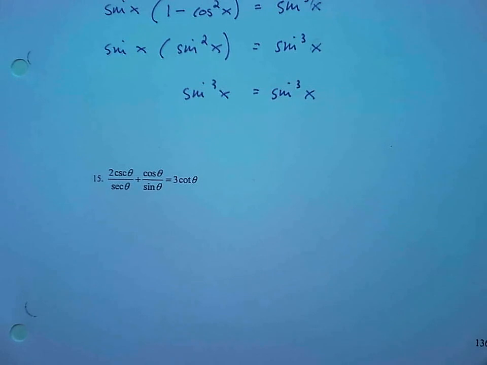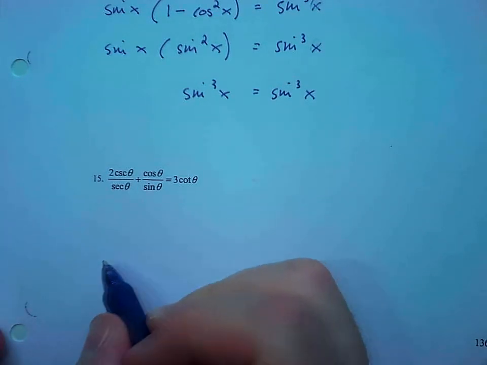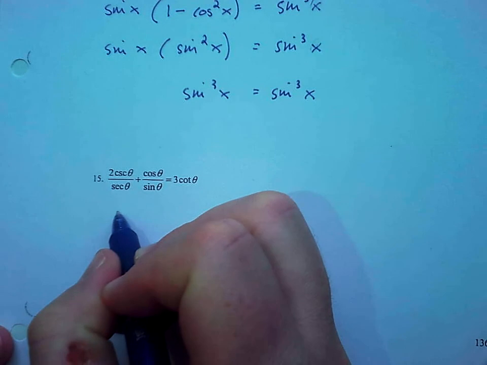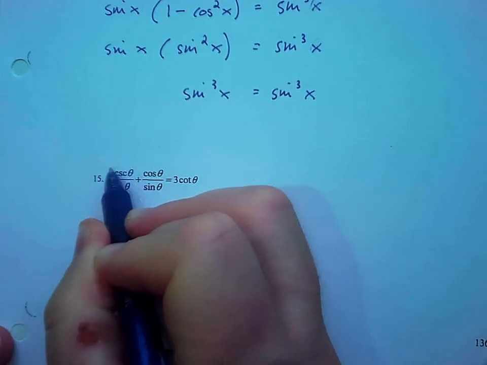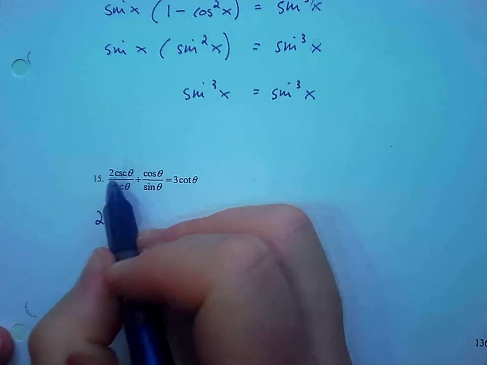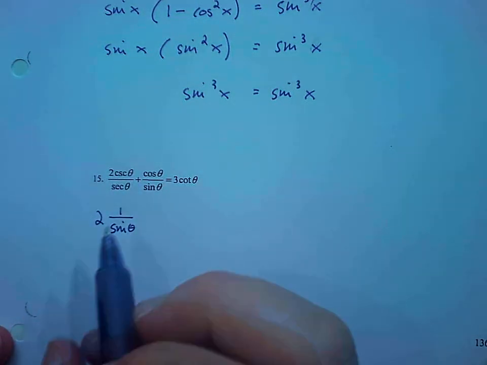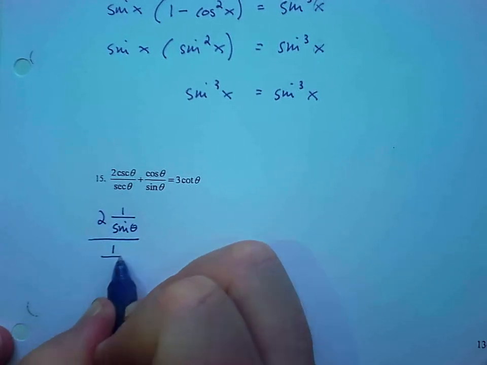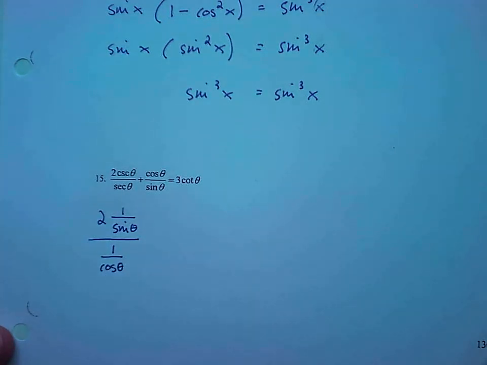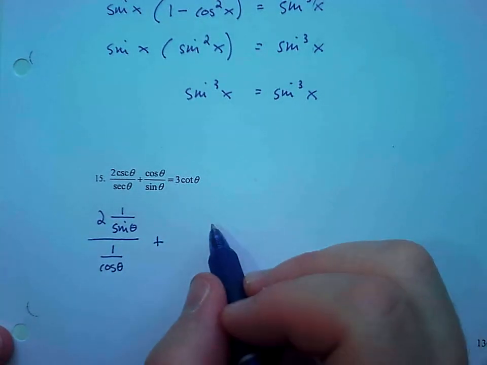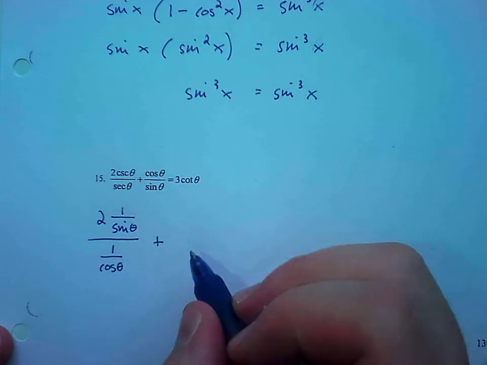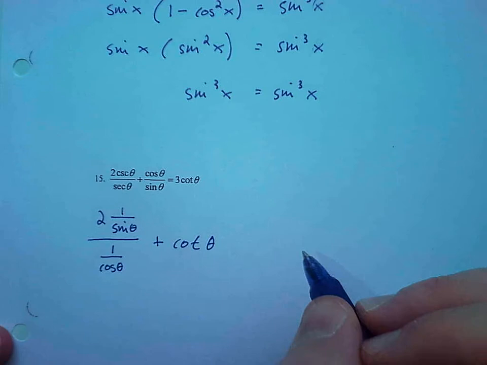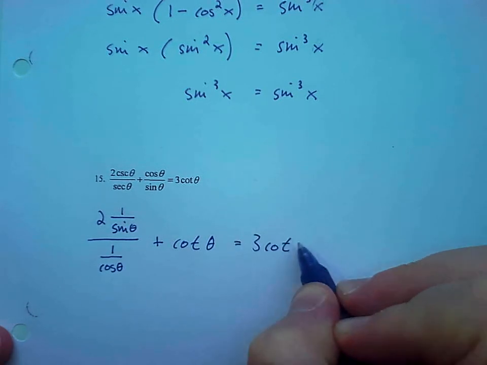2 times the cosecant of theta over the secant of theta plus the cosine of theta over the sine of theta is equal to 3 times the cotangent of theta. So let's see here. We can rewrite the cosecant of theta as 1 over the sine of theta. So up here in the numerator, we have 2 times 1 over the sine of theta. In our denominator for this first term, we have the secant of theta, and the secant of theta is just the same thing as 1 over the cosine of theta. Now we have plus the cosine of theta over the sine of theta. We know that that is equal to the cotangent of theta. And again, I'm not touching the other side.